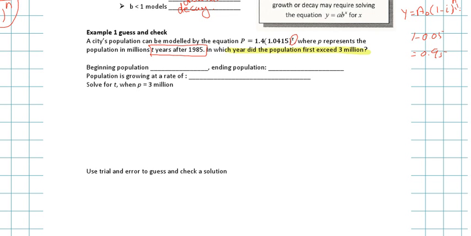Okay? Now, before we start the question, let's define a few things. What's my beginning population? What am I starting with? I'm asking you for the population. 1.4 million. Right? How would I know that it's million? Because it tells me that P represents the population in millions. What do I want to solve for? What's my ending population that I'm looking for? 3 million.